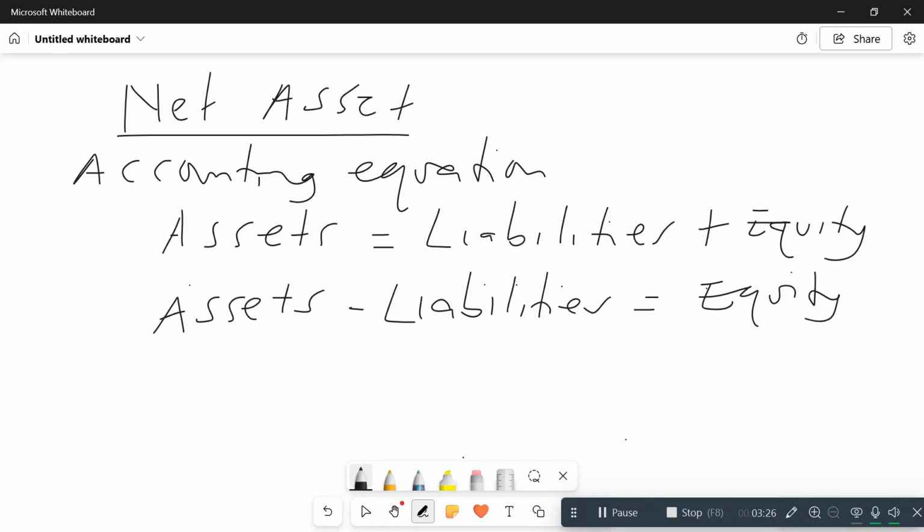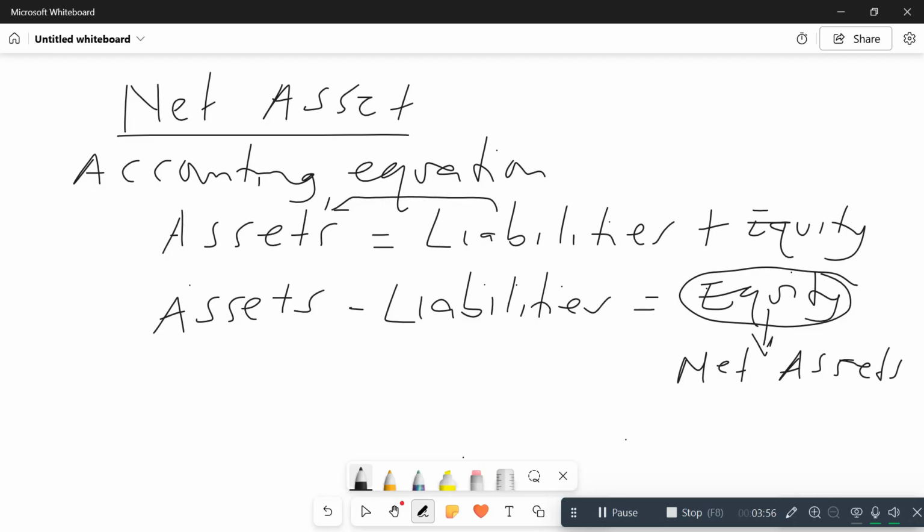Now, from our accounting equation, assets equals liabilities plus equity. So when we take these liabilities to this side, you can see that we shall remain with net asset, or what we call equity. Meaning, when we talk about step 2 of our consolidated statement of financial position, when we talk of net asset, we are looking at the part of equity. In your balance sheet, there is an equity section there. That's where we shall find net asset.